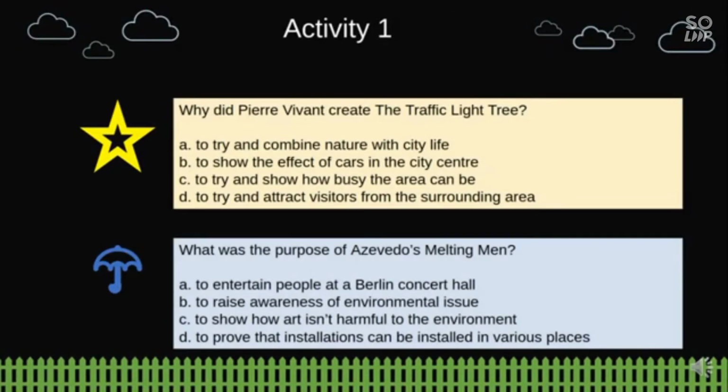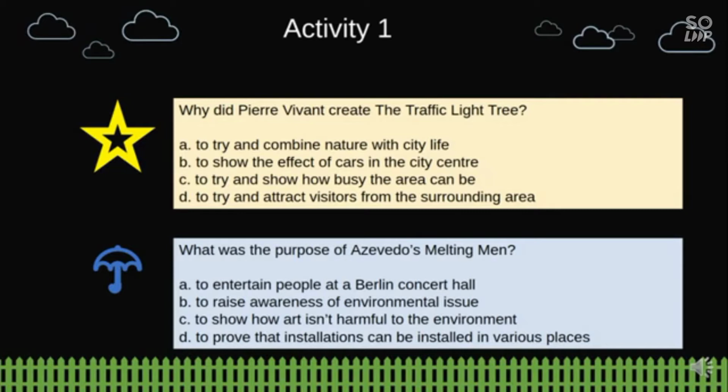Why did Pierre Vivant create the traffic light tree? A, to try and combine nature with city life. B, to show the effect of cars in the city center. C, to try and show how busy the area can be. D, to try and attract visitors from the surrounding area.